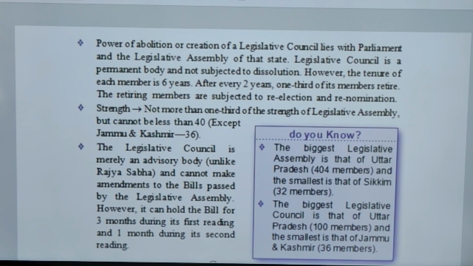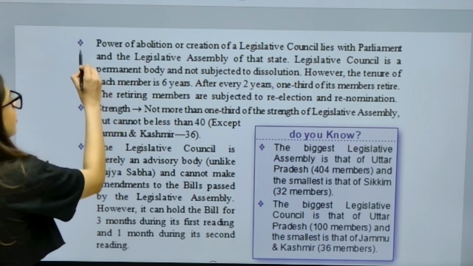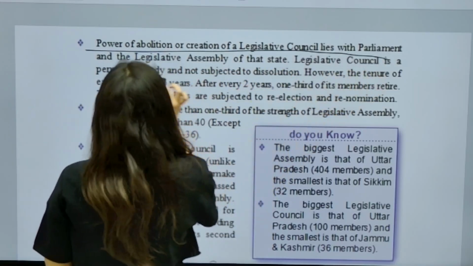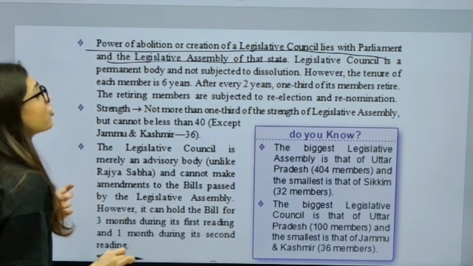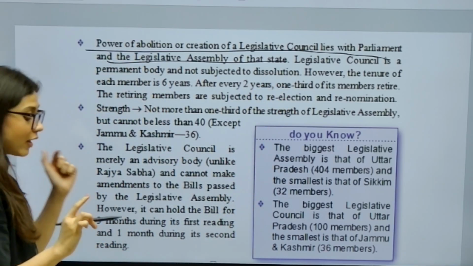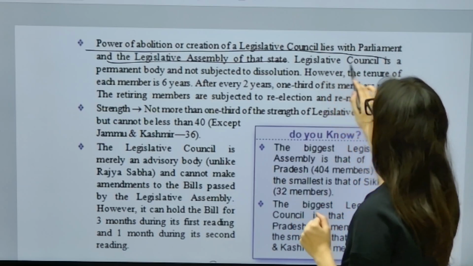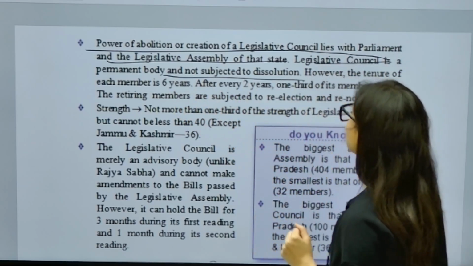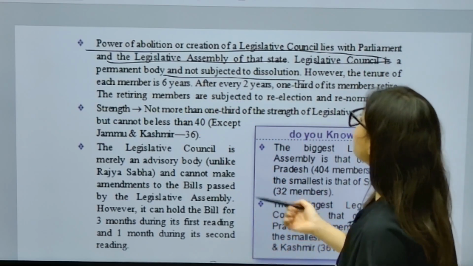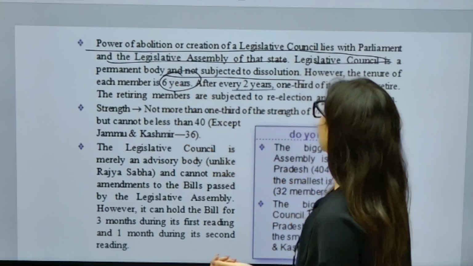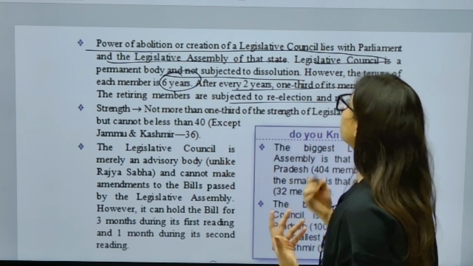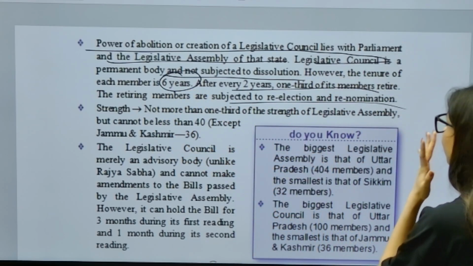Then the power of abolition or creation of the legislative council lies with parliament. If the state wants to have it, it is the discretion of the state, but what they have to do is tell parliament to please make it for them. The legislative council is a permanent body not subject to dissolution. Again, the tenure is 6 years. After every 2 years, one third of the members retire, whose 6 years of tenure is complete.